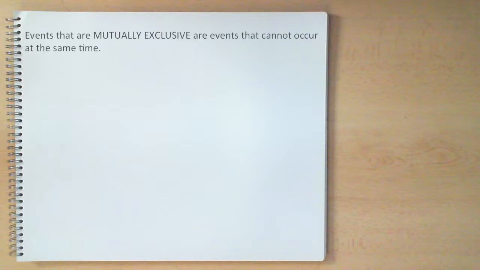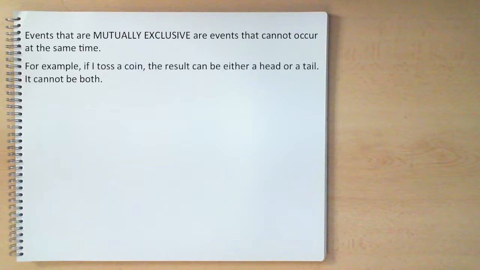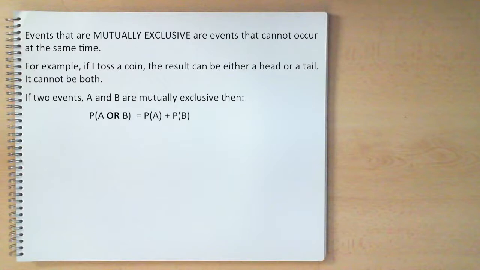So mutually exclusive events are those events that cannot occur at the same time. A good example of this is if I toss a coin. The result can either be a head or it can be a tail. It cannot be both. If two events are mutually exclusive, then the probability of those two events A or B occurring is the probability of A plus the probability of B. So the probability of one or the other occurring is the sum of the two probabilities. Let's look at an example of that.